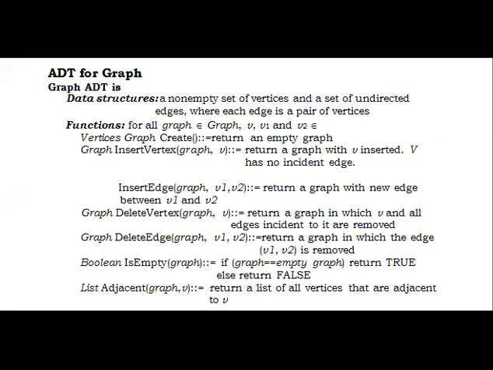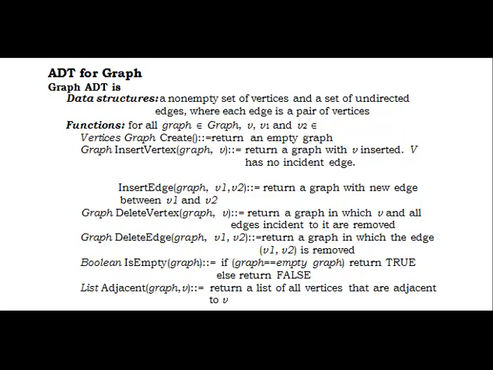The next topic is abstract data type for graph. In data structure, a graph is a non-empty set of vertices and a set of undirected edges, where each edge is a pair of vertices. In data structure functions, for all graphs, it has vertices and it has edges.